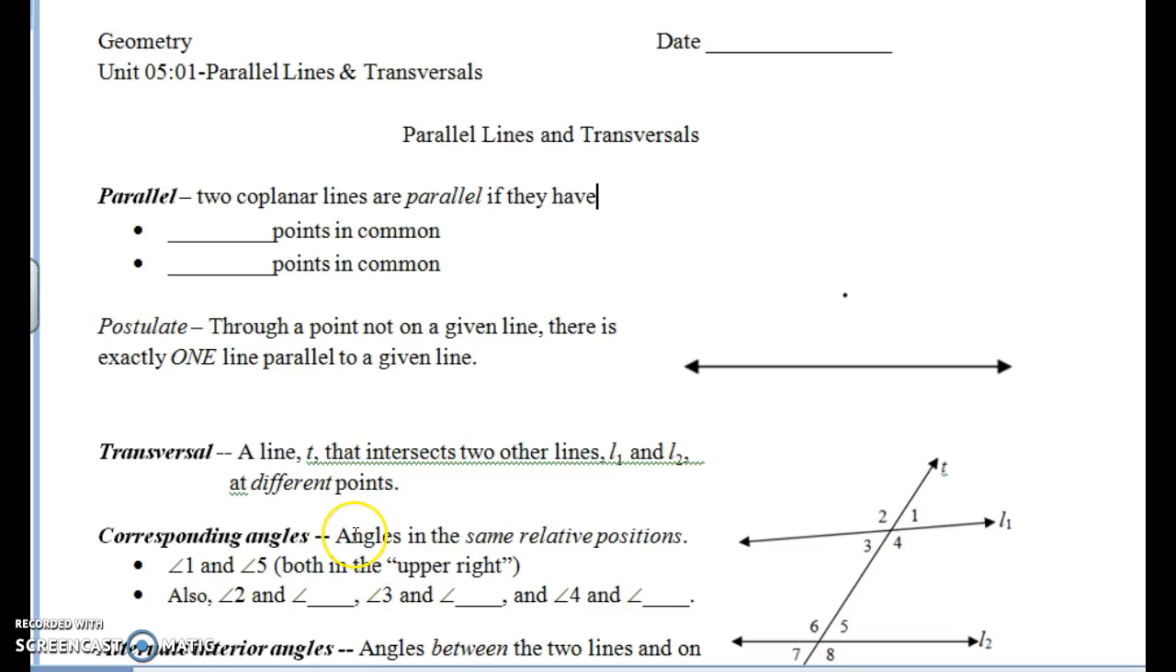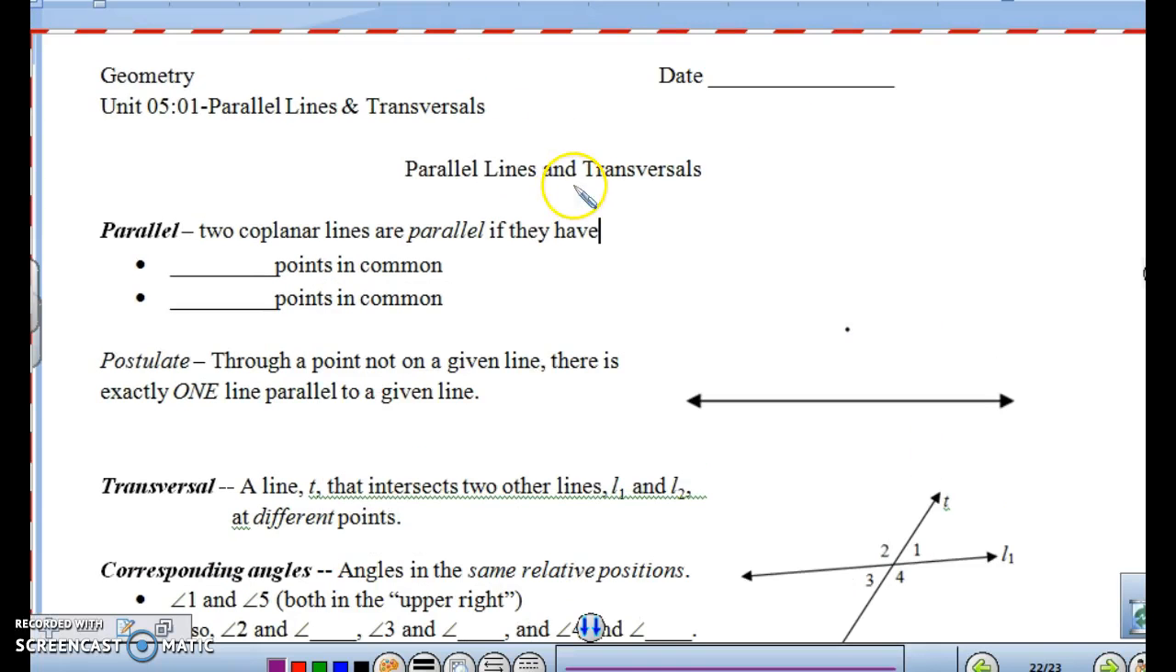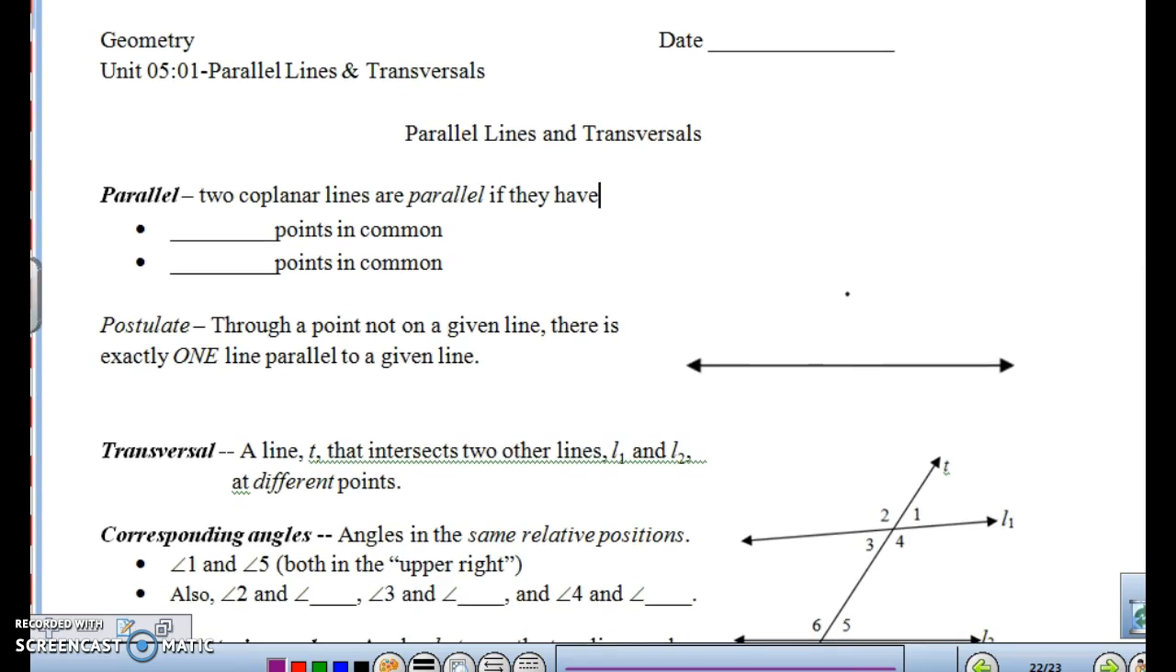This is Geometry, Unit 5, Lesson 1, Parallel Lines and Transversals. So let's take a look at the definition of parallel. Parallel means two coplanar lines are parallel if they have no points in common.